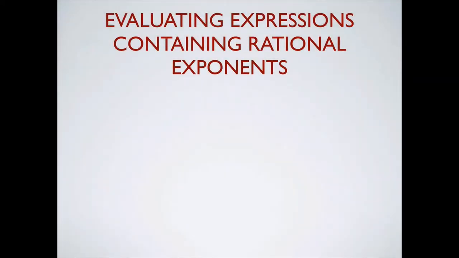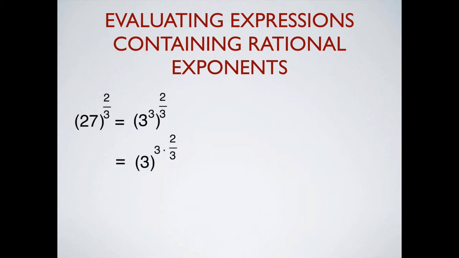How about evaluating expressions that contain rational exponents? Let's look at something like 27 to the 2/3. Now you could change this to a radical, but that really is kind of ugly. Much easier if we leave this as an exponent and we take advantage of the properties of exponents that we know. So 27 can be written as 3 cubed. If I take 3 cubed to the 2/3, that means I multiply those exponents. 3 times 2/3 is the same as 2. So I have 3 squared, and 3 squared, you know, is 9.